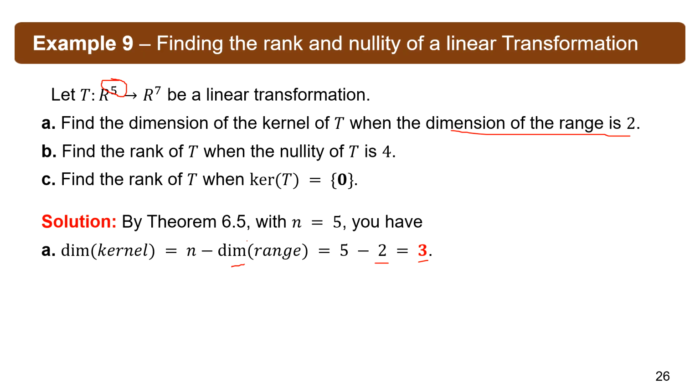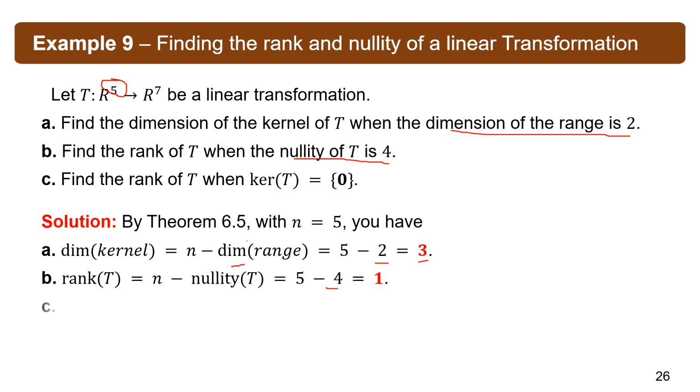And then next, the rank of T. The rank is equal to n, the dimension of the domain, minus the nullity of T. So again, we have 5 as your n, minus the nullity. It's given in the problem that the nullity of T is 4. So that's why we have 4.